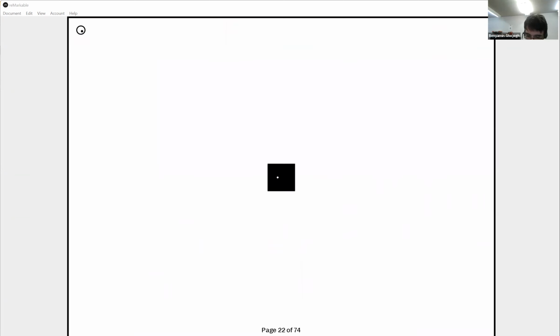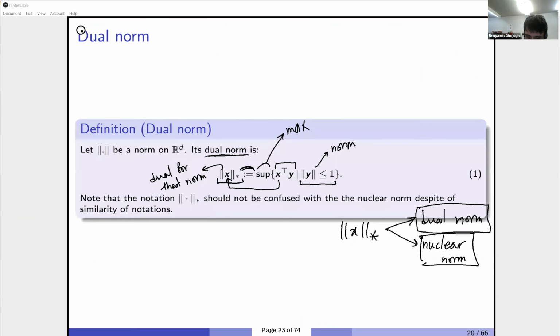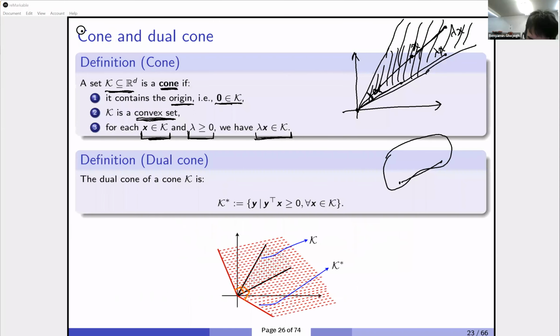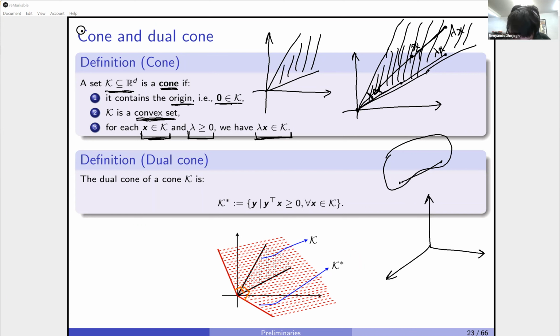Let me bring it. Why is the cone convex? This is a cone, right? No, it's not a bunch of circles, this is a cone. You can see, in 2D this is a cone. In 3D, for example, how can I show the 3D cone?